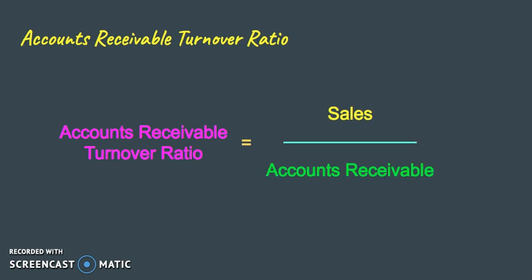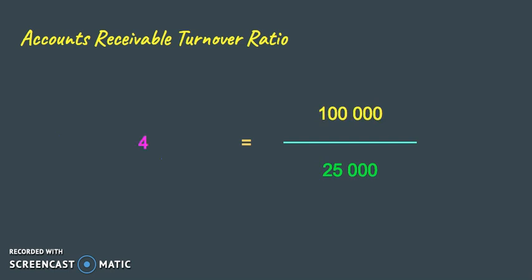So again, let's input some numbers. $100,000 for sales over $25,000 for accounts receivable gives us 4. Then we put 365 over 4, so how many days in the year? Meaning that basically they collect their bills that are due to them from other people roughly every 91.25 days.